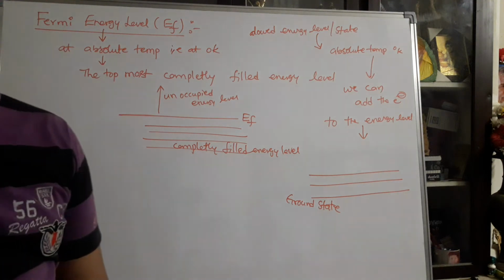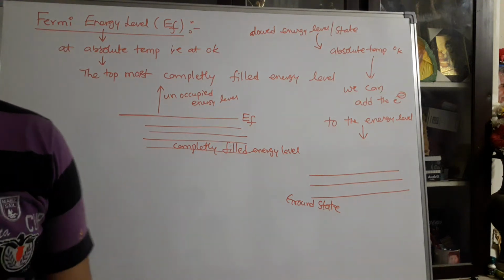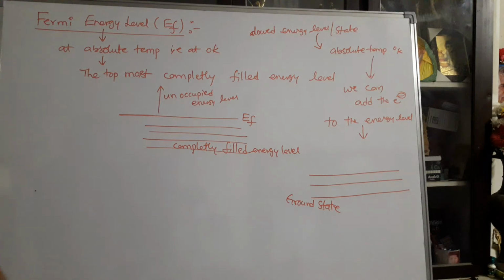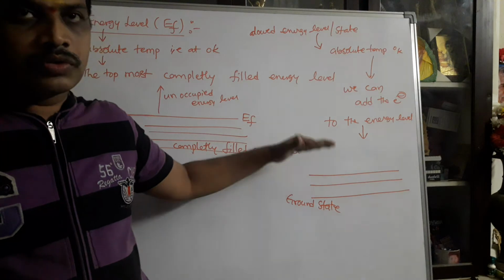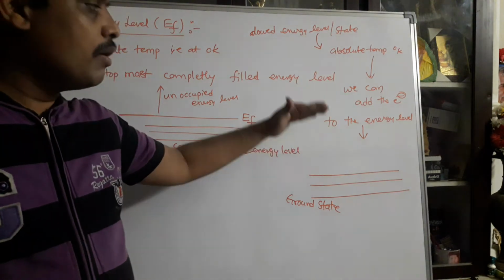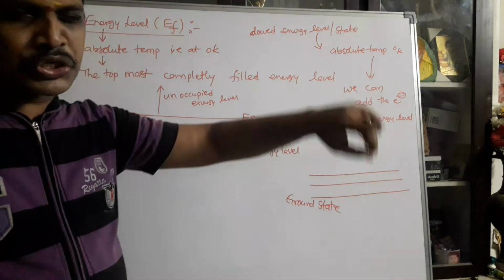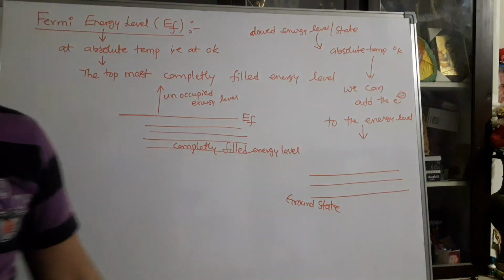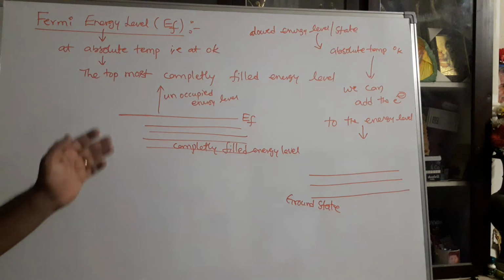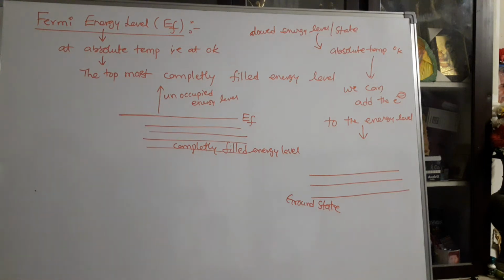Above which all energy levels where the last electron is completely filled. So at that point of view, below energy levels must be completely filled levels, and above energy levels are unoccupied energy levels. The last electron is added to the level above which all other states are unoccupied levels.